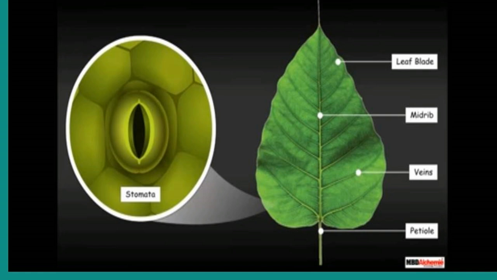Here comes the structure of leaf. You know very well, the first picture is stomata. It is a tiny pore or opening known as stomata, which is used for transpiration. And the next picture is a leaf blade and midrib, veins and petiole. A leaf has a stalk called petiole.